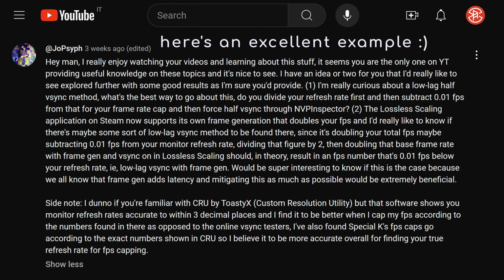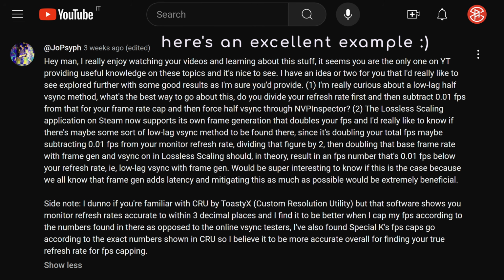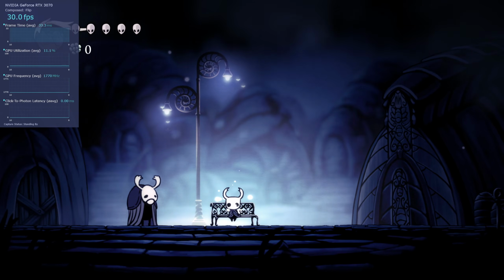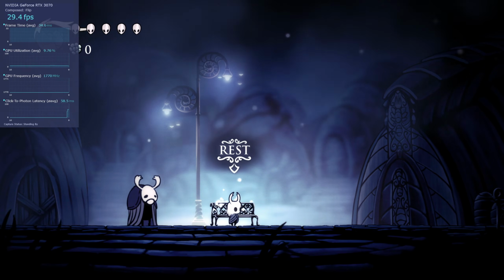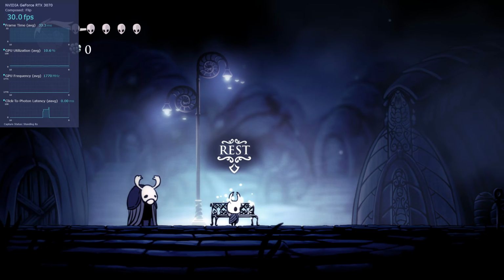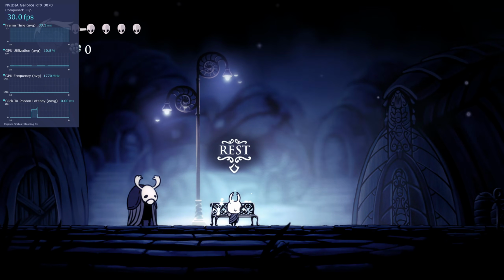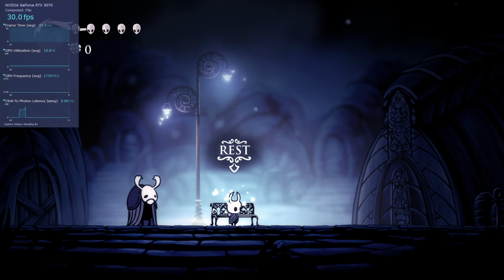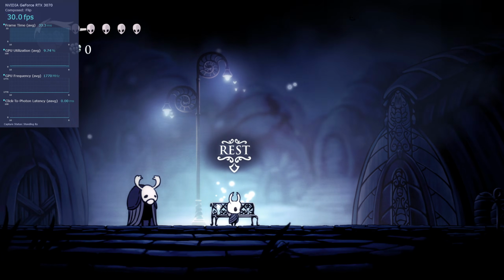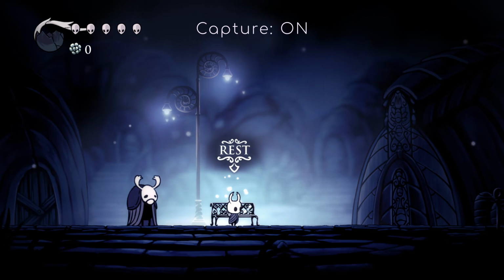Since many of you have asked me repeatedly what the best way is to achieve the 30 FPS console experience on PC, I've decided to run some latency tests to give you a definitive answer. At last. The methodology is the same as my last couple of videos, Hollow Knight and Intel PresentMon 2 with its OSD set to auto-hide during capture.